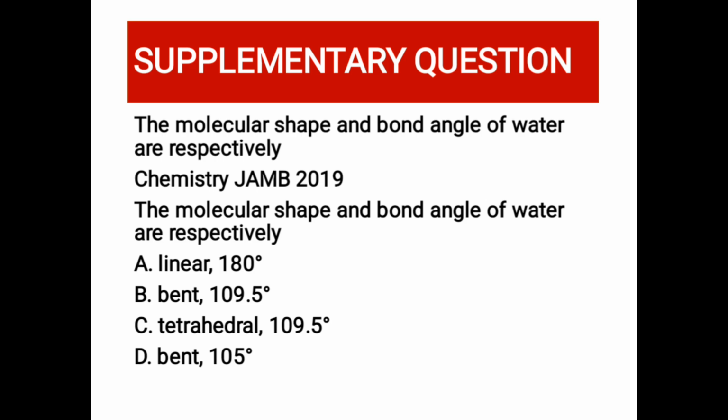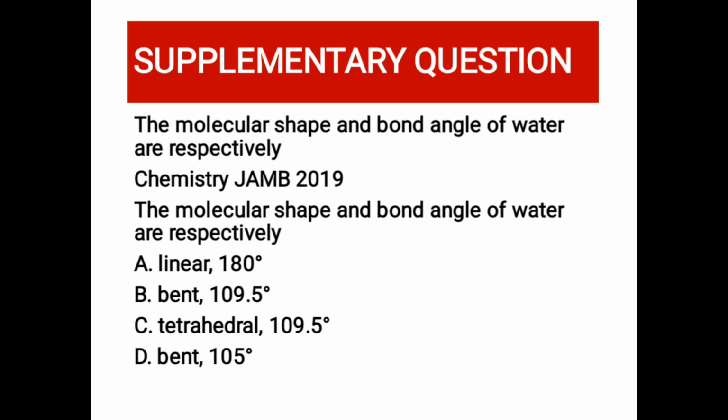A supplementary question will be JAM 2019. The molecular shape and bond angle of water respectively are bent and what? 105 degrees. Please take note of that. Bent and 105 degrees, not 109. 109 is for tetrahedral, but for bent, the bond angle has reduced because of the lone pair, as we have mentioned. So you have bent, 105 degrees, and the answer is D.